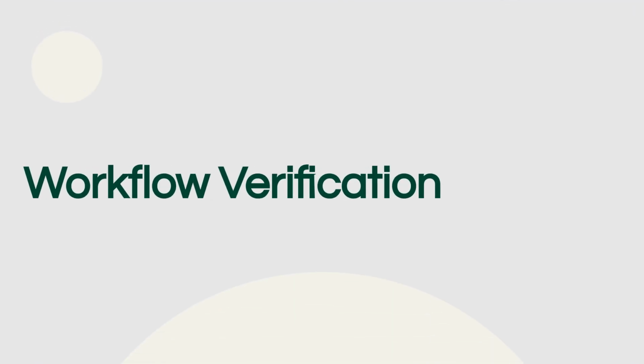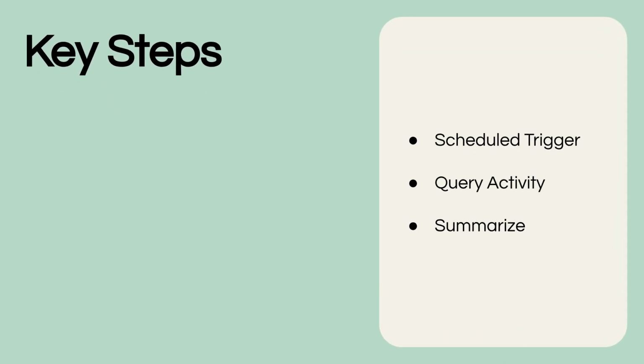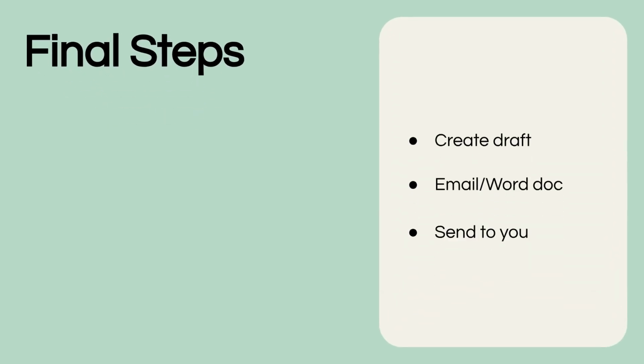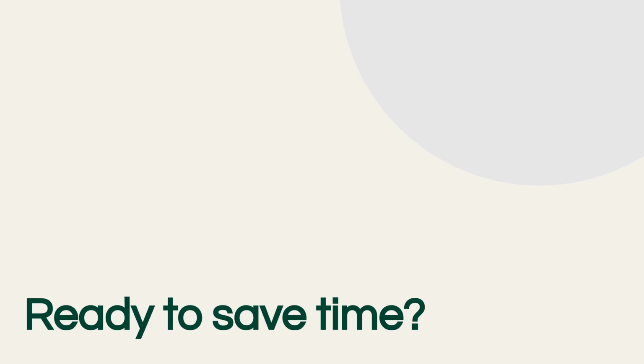After generating the workflow, it's important to verify the steps that Copilot sets up. The core conceptual steps should be the scheduled trigger, a query activity to gather data, and finally, summarizing the information. The workflow concludes by creating a draft email or Word document and sending it directly to you for review and editing. This automated status report workflow is a powerful way to streamline your weekly tasks and keep everyone informed effortlessly.